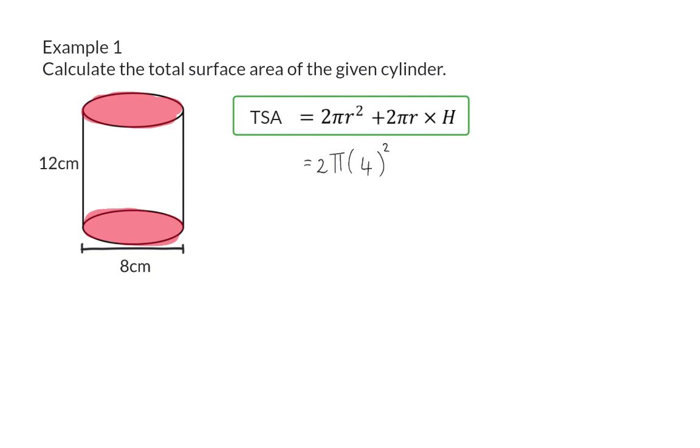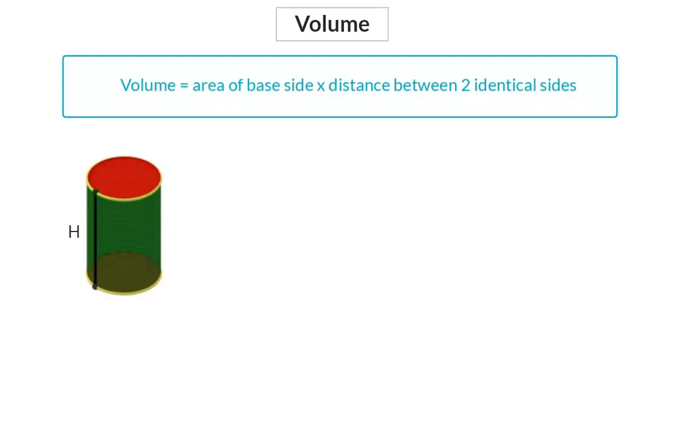Next, we need to add the area of the curved surface. For that, we get the circumference of the circle, which is 2 pi radius, and then we need to multiply that by the height of the prism, or the distance between the two circles, which is 12. So the total surface area is 402,12 centimeters squared.